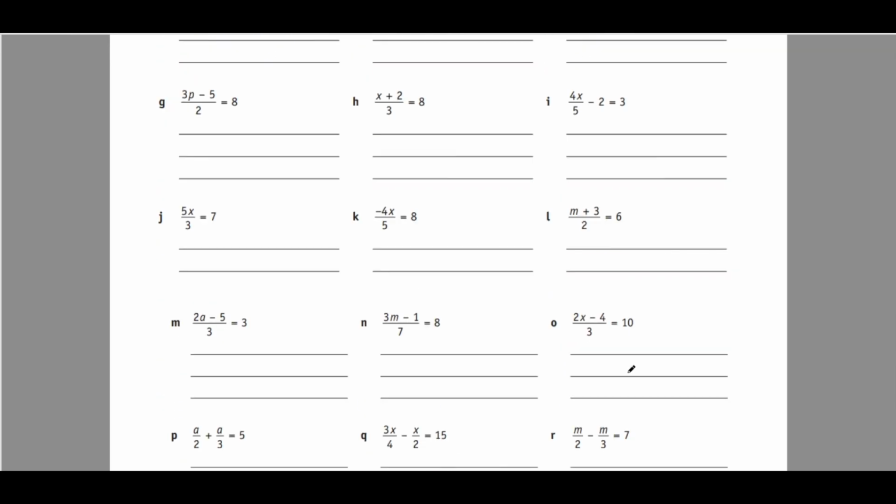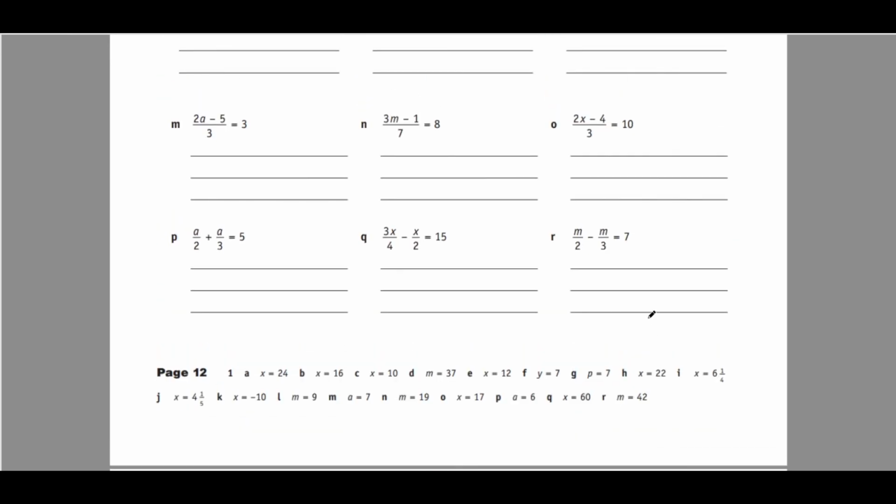Okay, so let's see question R. So to do question R, find the common denominator. So what's the common denominator of 2 and 3? 6. A common denominator. So then this is 3m. Take away, if this was 6, this would be 2m equals to 7. Simplify this, you have m on 6 is equal to 7. So m is just what?